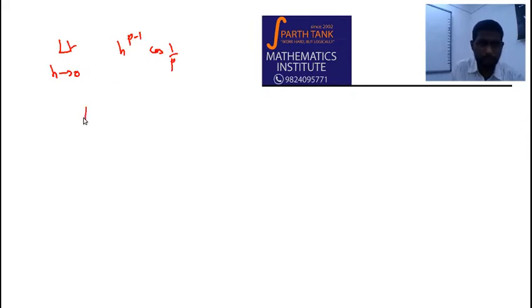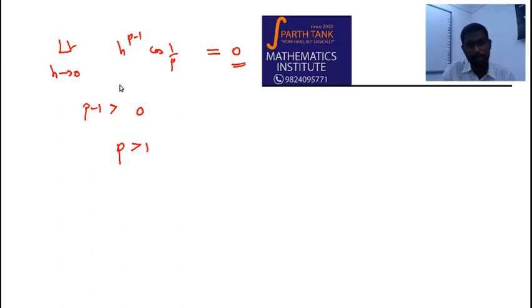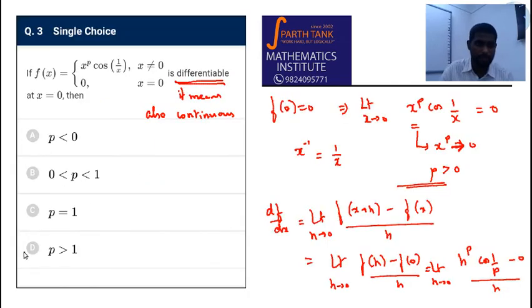Now if this is to be 0 at that point, because cos can only give a finite number, if p minus 1 is going to be greater than 0, that is p is going to be greater than 1, then this will be equal to 0. If p is less than 1, the exponent will be negative and it will go to plus or minus infinity, and all that complication ensues. Therefore, p is greater than 1 is the condition for its differentiability. Correct answer is p is greater than 1, option B.